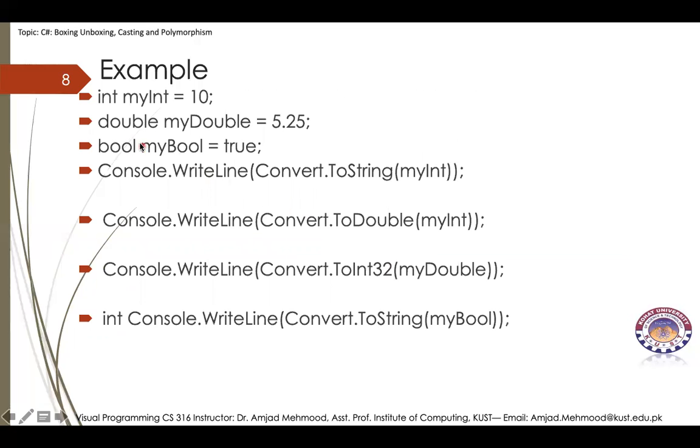Here you can see how it will be done practically. For example, this is your integer value and you want to convert it into string. You can do that by using the Convert class, and the ToString method is used to convert your integer value to string. Similarly, you can do the casting here by using the Convert class and this method. This is for the integer type, and this is for the string type, if you want to convert the bool into string.